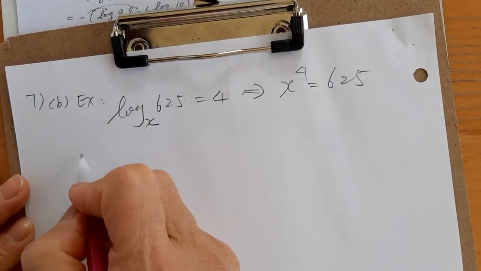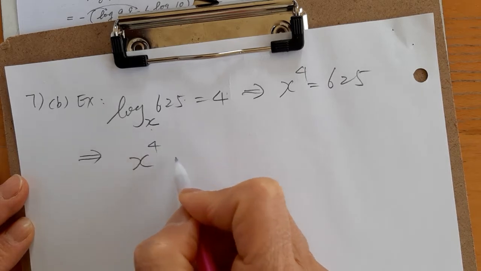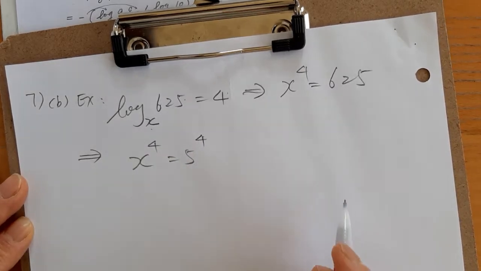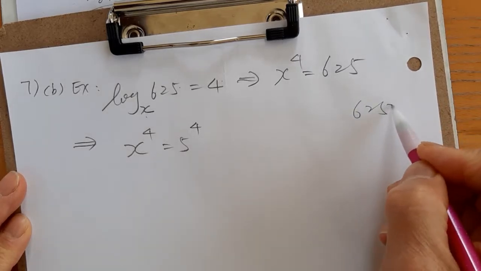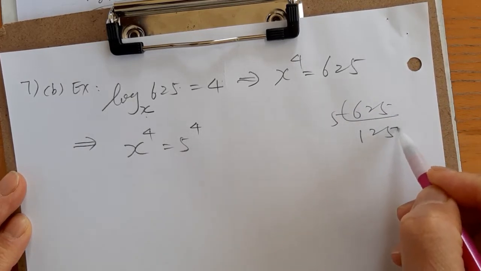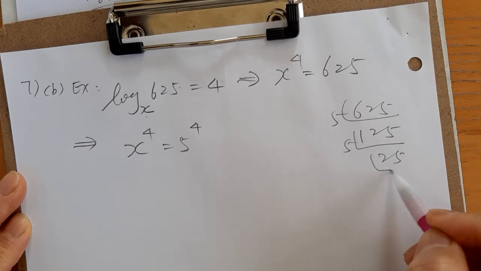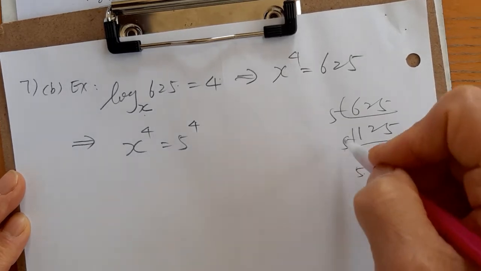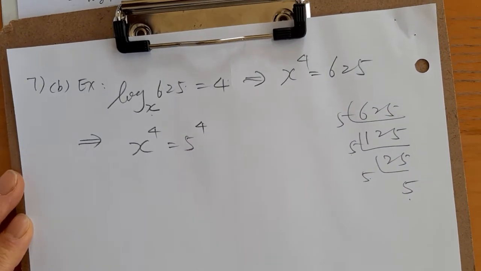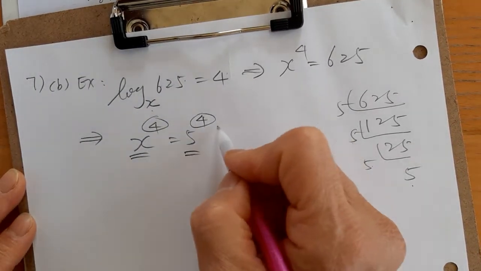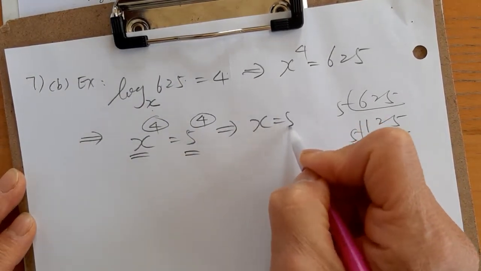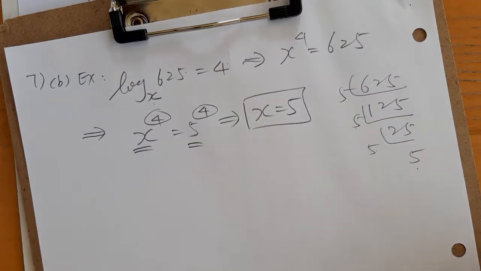Now 625 is equal to 5 to the power 4. You do 625 divided by 5 is 125, divided by 5 is 25, divided by 5 is 5. 1, 2, 3, 4: 5 to the power 4. And since the two have the same exponent, the base should be equal. So x equals 5.